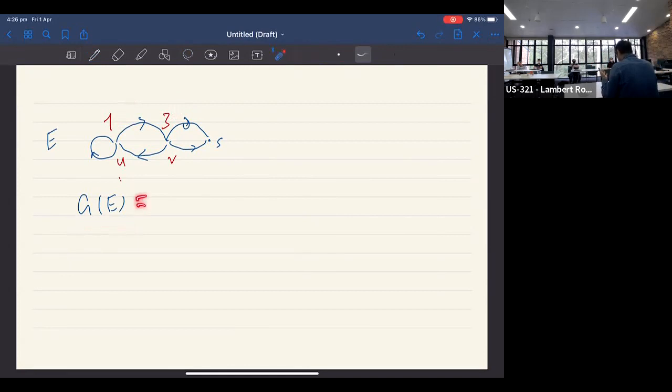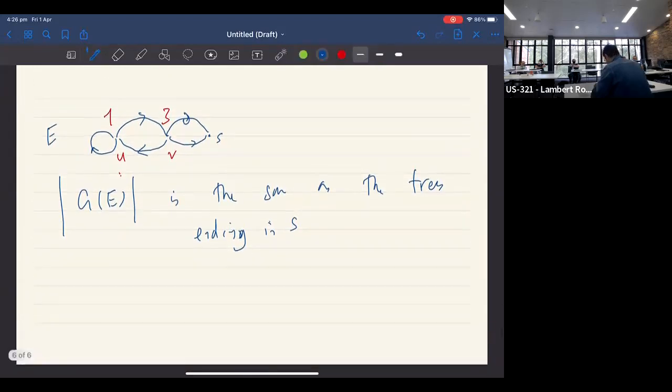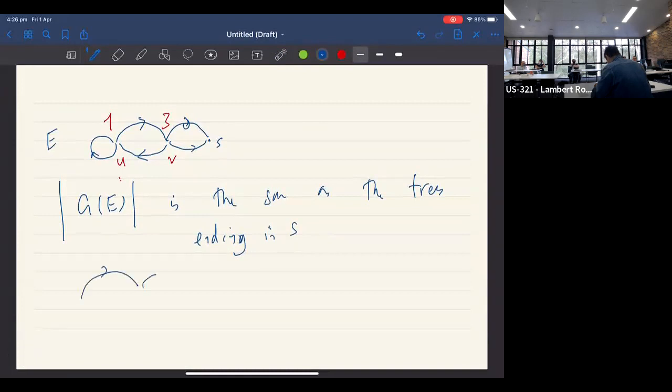So he calculates this and he realizes that the size of this is the same as the number of trees ending in S. So let me just give you in this example what that would be. All the trees in this graph which end in S. Okay, one of them is just this. And the other is this.